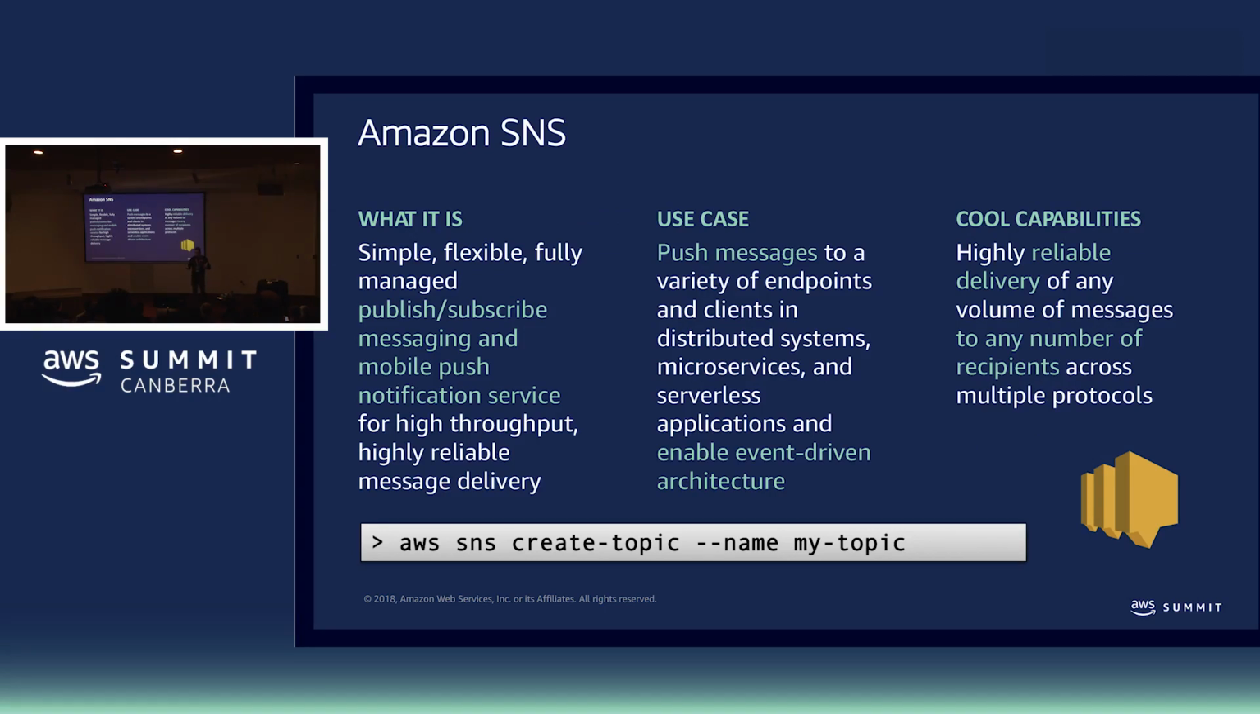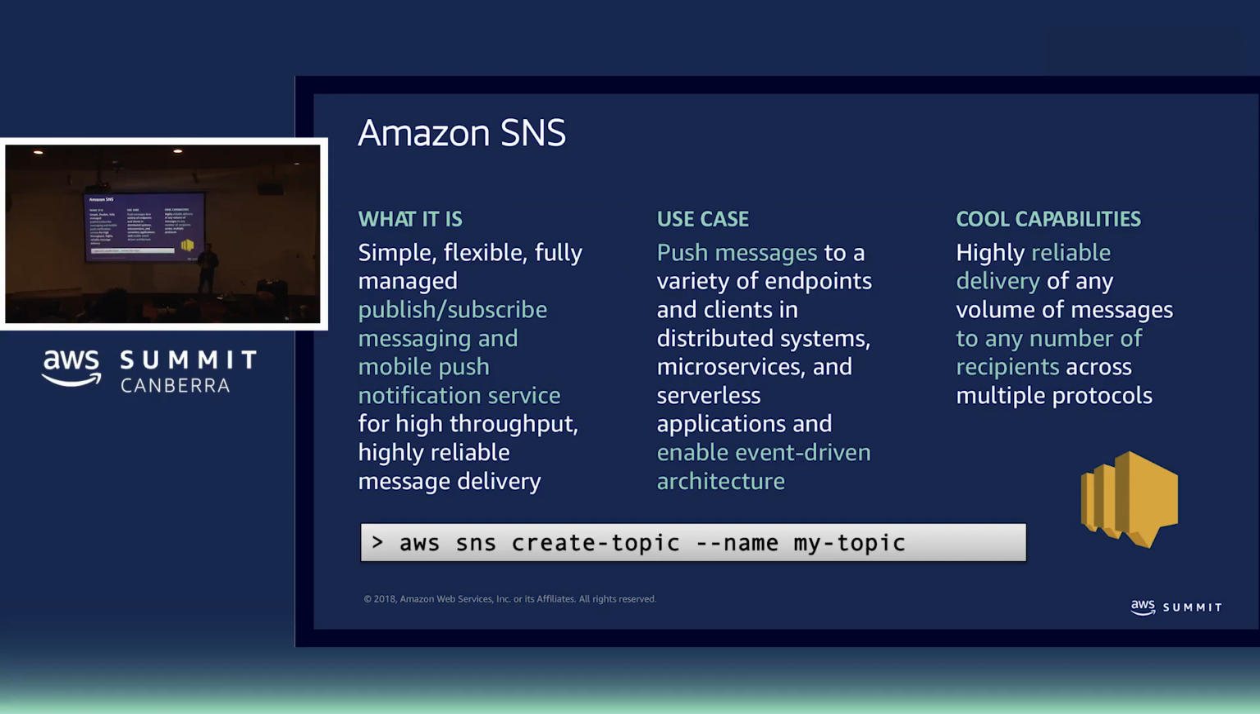Now, SNS, what is it? It's a fully managed publish-subscribe service. It can do things like push notifications to mobile, but initially it was designed to deliver infrastructure-type publish-subscribe messaging. This is going to be a core component for helping you deliver and expose the domain events that you've modeled in your bounded contexts, and it's going to help you drive and deliver an event-driven architecture.